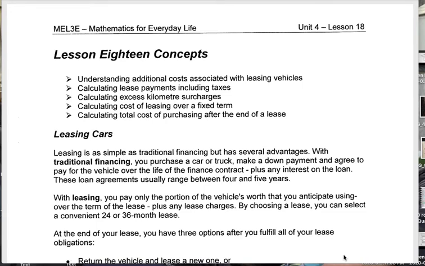Understanding additional costs associated with leasing vehicles, calculating lease payments including taxes, calculating excess kilometer surcharges, calculating costs of leasing over a fixed term, which means that you're leasing for a specific amount of time, and calculating total costs of purchasing after the end of a lease.